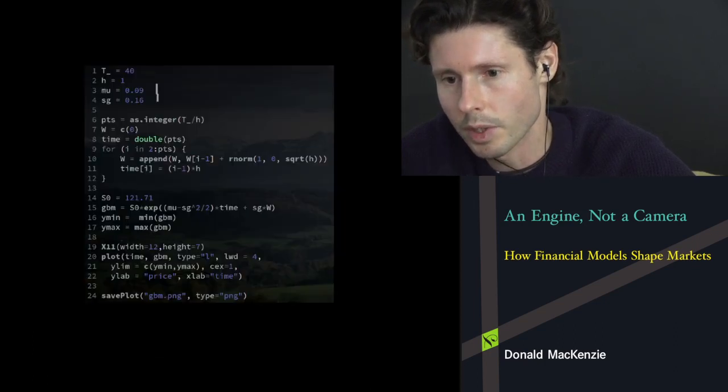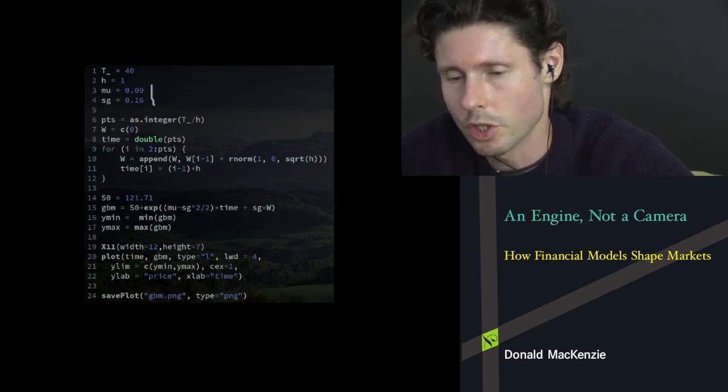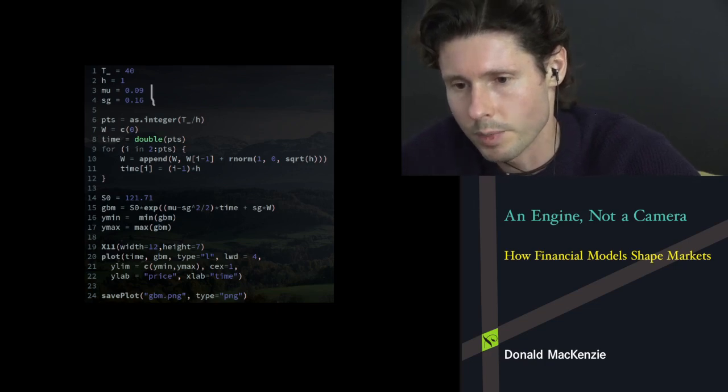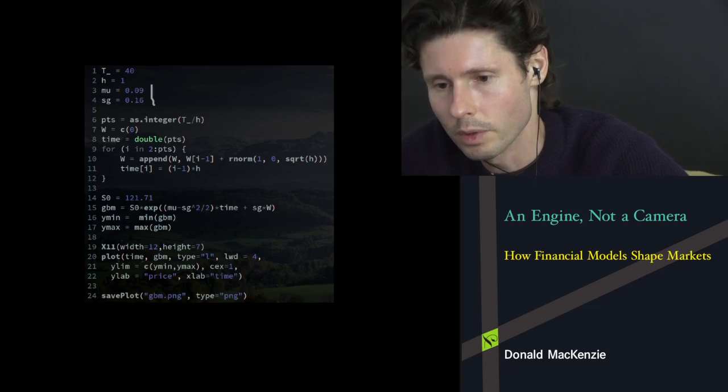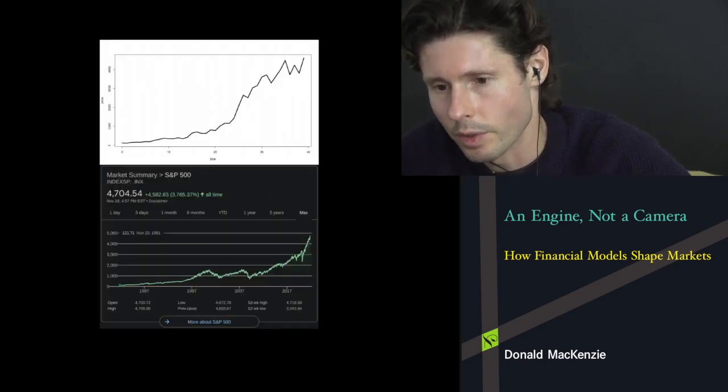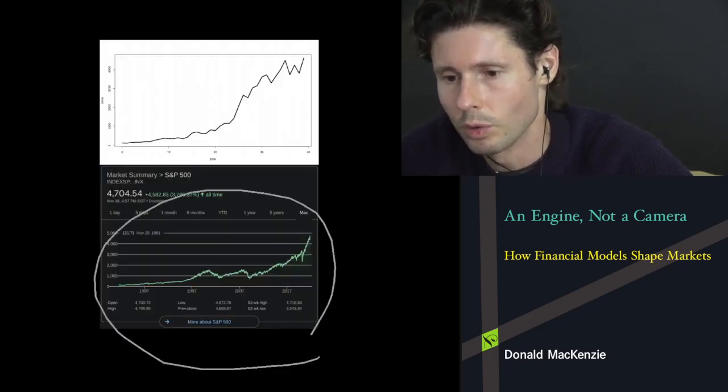Here's a little bit of code. Right here you can see that the mu, the return, is set to be 0.09. That corresponds to my 9%. And the volatility is 16%, so 0.16. If we were to compare that with something coming out of Google quotes, this is the Google chart for the S&P 500.